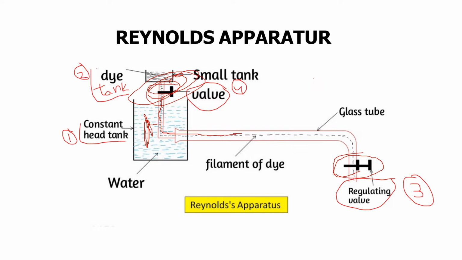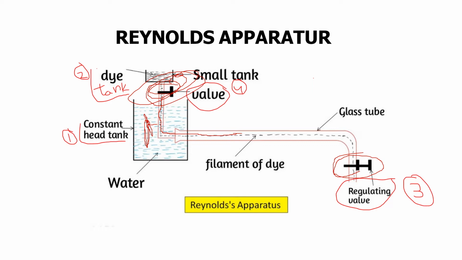The second tank that we can observe is the dye tank. It can also be called a dye container. The line that we can observe in the glass tube is called the filament tube. Next we can observe a regulating valve. It regulates the water, and another valve regulates the flow of dye. Experimentally, when the head tank attains steady state, we open the valve slowly and we also open the regulating valve. Then the dye flows from the valve through the glass tube and comes in contact with water.